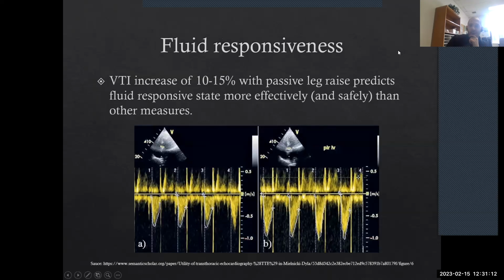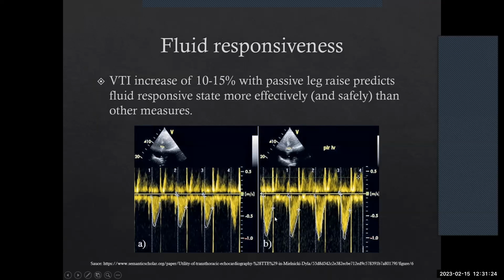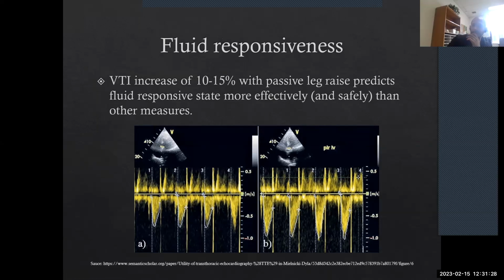What I have for you here is an example of two different waveforms, which look and see how the VTI changes with a straight leg raise, or sorry, passive leg raise. And this is an effective and safe way to determine fluid responsiveness in patients who are not strict C-spines, who are also not doing anything else.